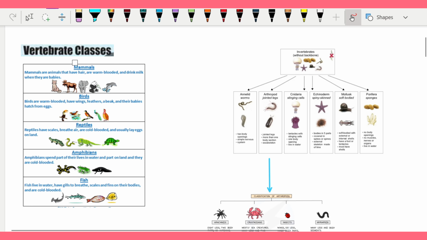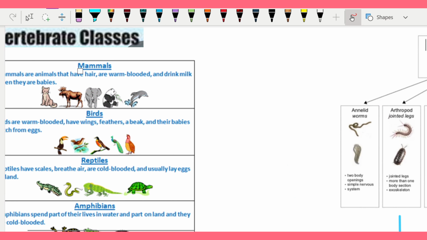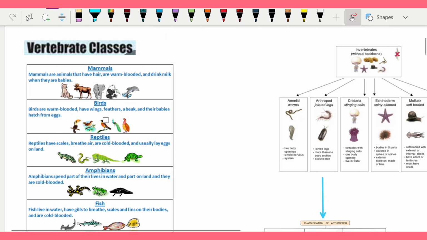Well guys, let's take a look at vertebrate classes. There are mammals, birds, reptiles, amphibians, and fish. So this is vertebrates versus invertebrates. Invertebrate is without backbone and vertebrate is with backbone. So it's categorized into 1, 2, 3, 4, 5. Mammals have hair, warm-blooded, drink milk when they are baby, including us, human. Birds, warm-blooded, have wings, feather, beak. Their babies hatch from eggs.